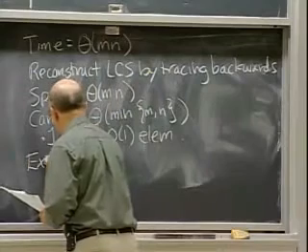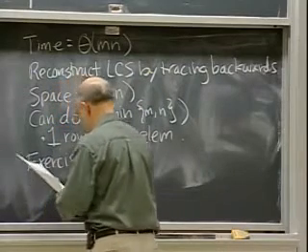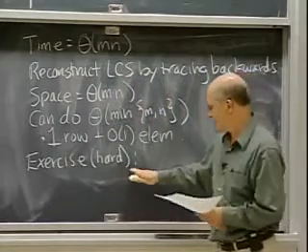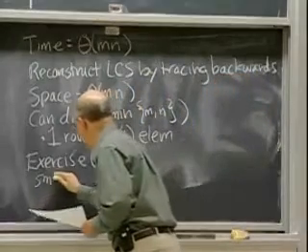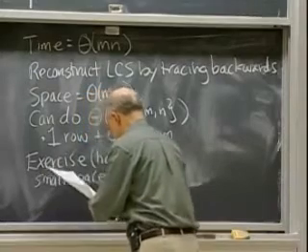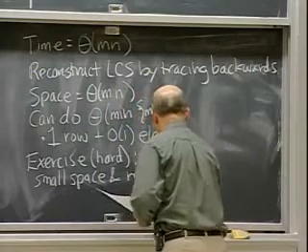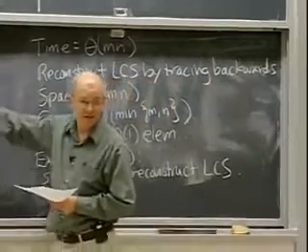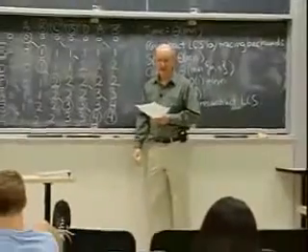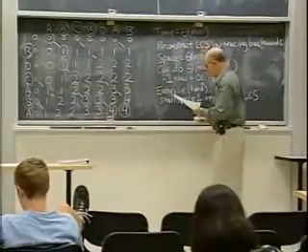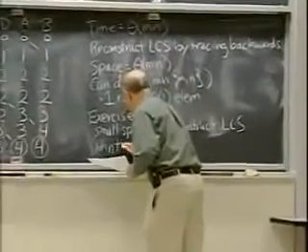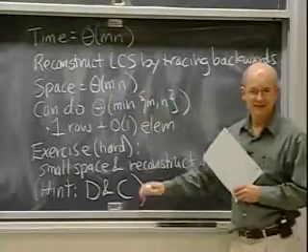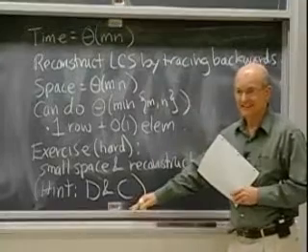Okay, and our exercise, and this is a hard exercise, but a good one to do, is to do small space and allow you to reconstruct the LCS, because with the naive way that we were just doing it, it's not clear how you would go backwards from that, because you've lost the information. This is actually a very interesting and tricky problem, and it turns out it succumbs, of all things, to divide and conquer, rather than some more straightforward tabular thing.